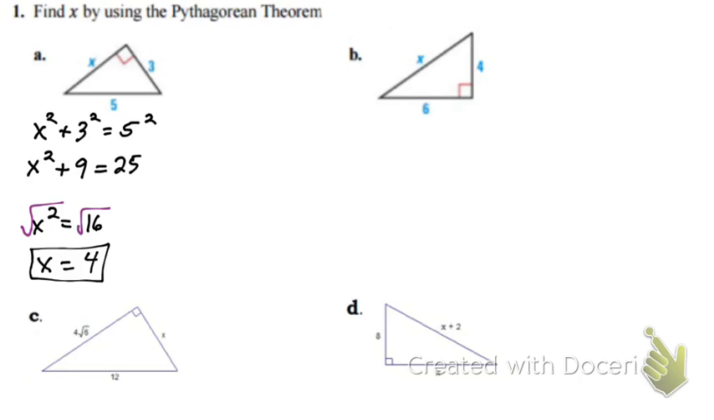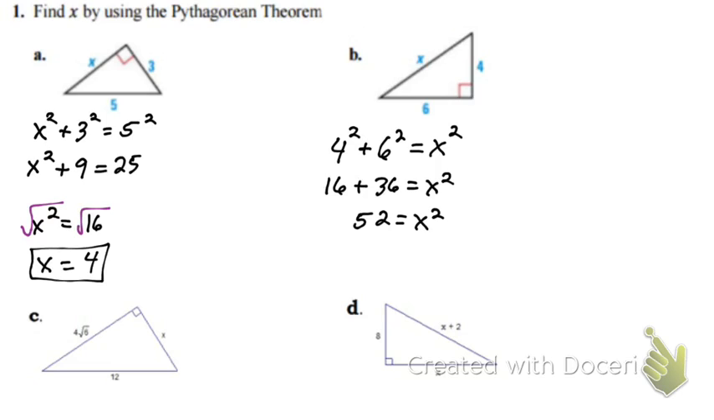Our next one, we have legs 4 and 6, and x is our hypotenuse. So we should do 4 squared plus 6 squared equals x squared. Well, 4 squared is 16. 6 squared is 36 equals x squared. 16 plus 36 is going to be 52 equals x squared.